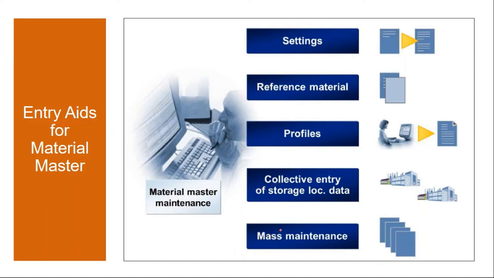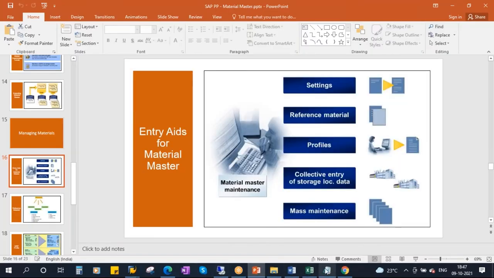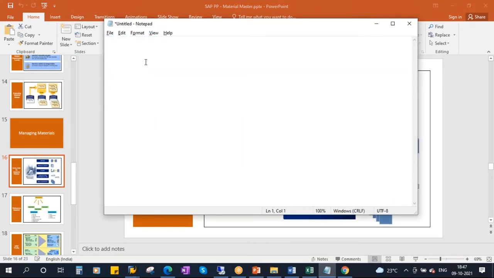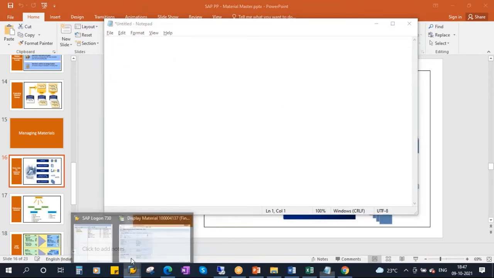First is settings. Settings means, let's say now you have the material, let me remove everything. Now we have our product. What is the product? Pepsi. Let me take from here.